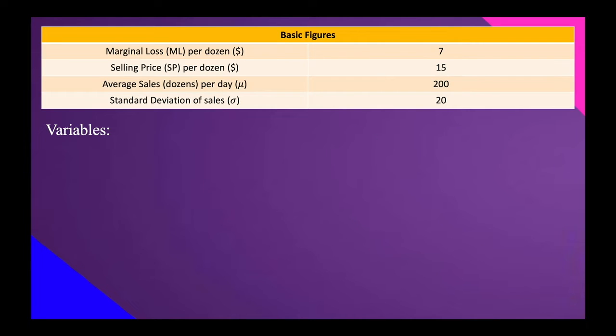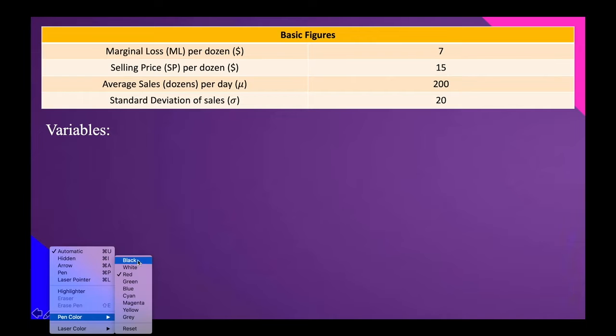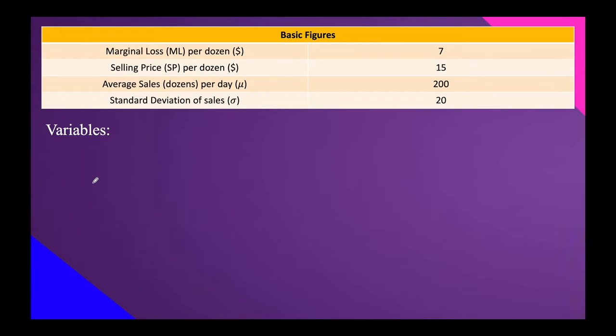So, of course, i-write natin yung mga variables. Una, yung marginal loss, no? Let's have my pen muna. Let's use white color ngayon. Okay, so first variable is of course ML for marginal loss. Ito na, nakasulat na sa taas. Let's just write it here. So, marginal loss. Okay, next we have SP for the selling price.